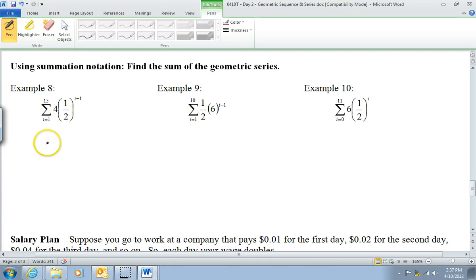So we'll do number 8. This will be our last problem. Okay? It's the same thing. We need the 3 things. We need n, we need a1, and we need r. For this problem number 8, can you guys tell me what n is?